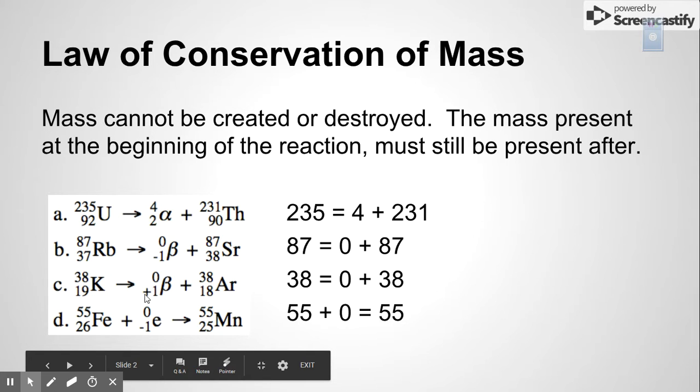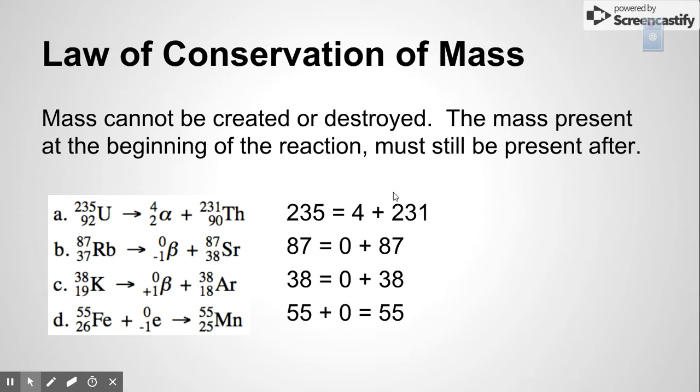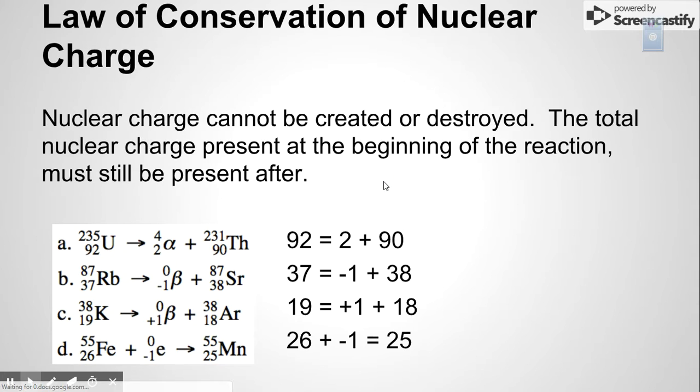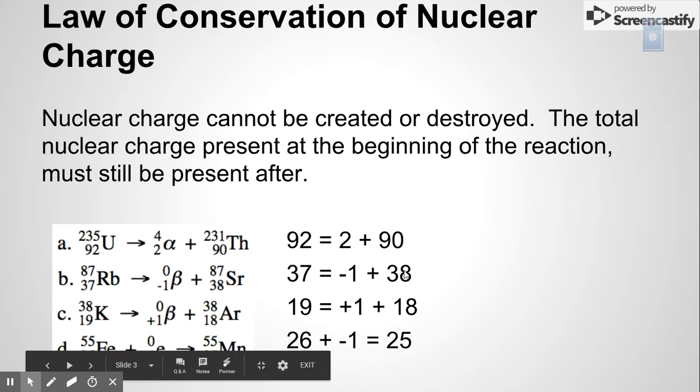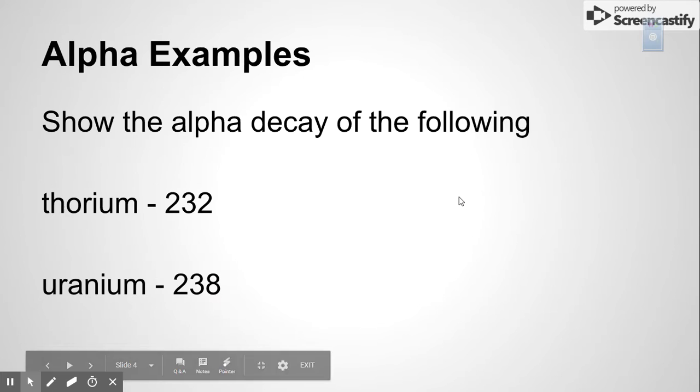Positron, 18 plus 1 equals 19, and 0 plus 38 equals 38. Here, 55 and 0. Here, 26 take away 1 would equal 25. So the tops and the bottoms, that's all you've got to remember. This is not difficult if you just remember that the tops and the bottoms must be the same. So nuclear charge cannot be created or destroyed. The total nuclear charge at the beginning must equal what's left afterwards. So that's the bottom numbers now, and those add up as well.